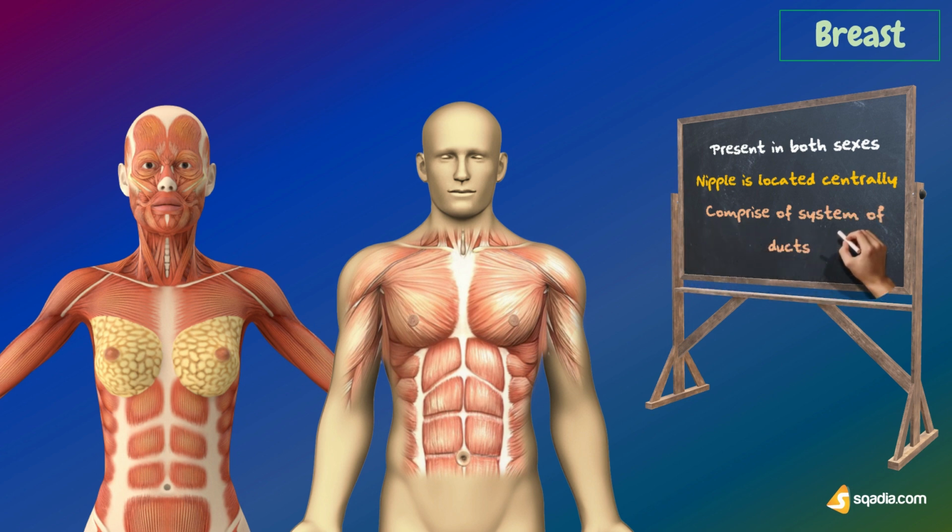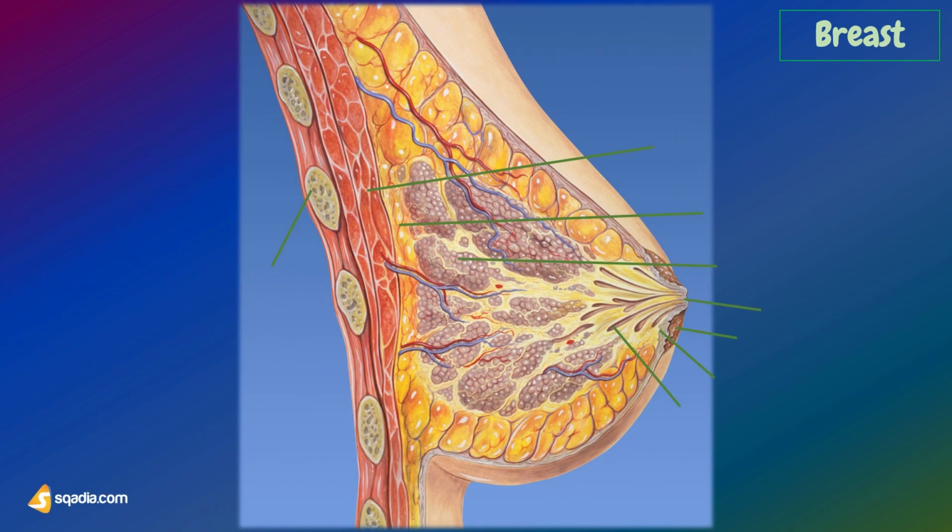The nipples are small and surrounded by a colored area called the areola. Here a system of ducts is embedded in connective tissue that does not extend beyond the margin of the areola. Each breast consists of 15 to 20 lobes, which radiate out from the nipple. Here we have a diagram of the breast showing its anatomical structures.